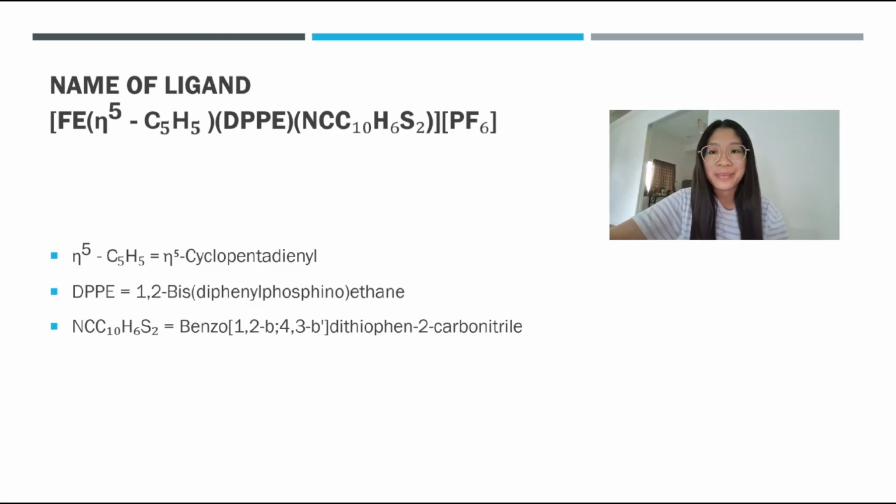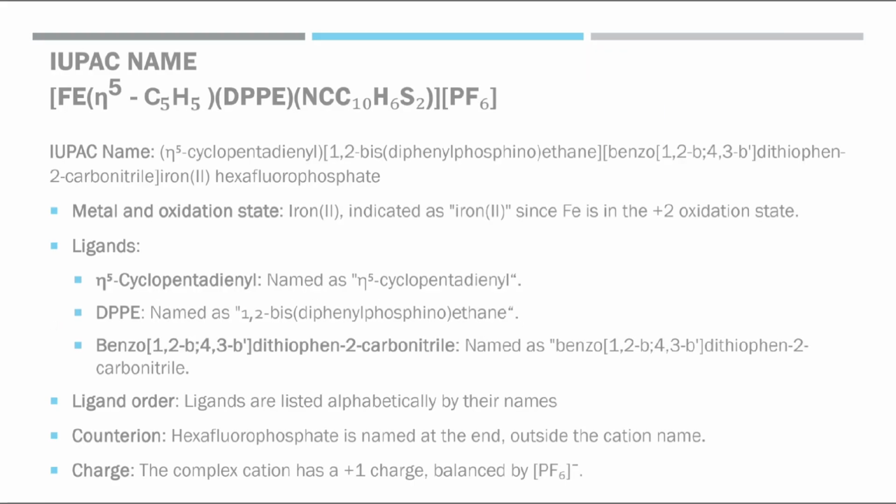The next step in naming is that we need to name all the ligands in the complex. We have 3 ligands in this complex. The first one is C5H5, which stands for cyclopentadienyl, and the second one is DPPE, which we name 1,2-bis(diphenylphosphino)ethane, and the last one, the nitrile ligand, we name as benzo[1,2-b:4,3-b']dithiophene-2-carbonitrile.